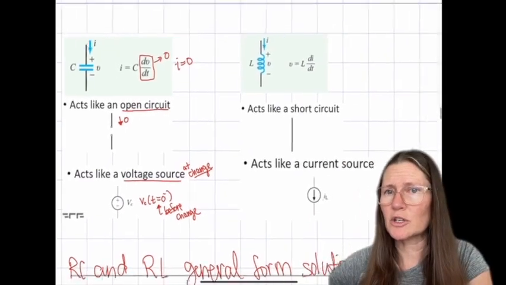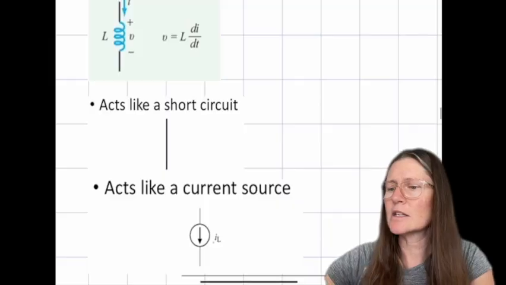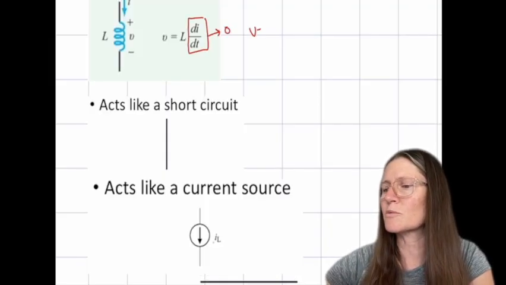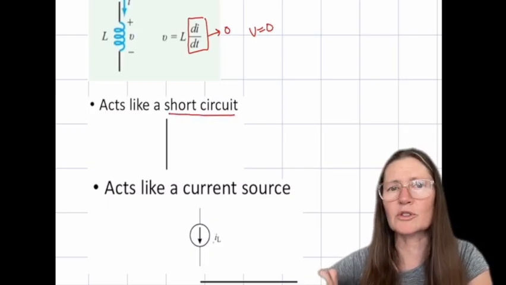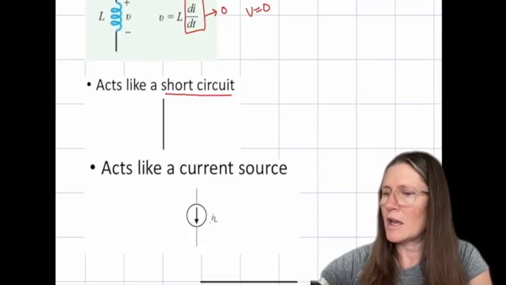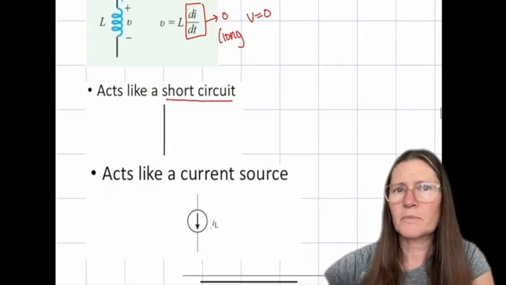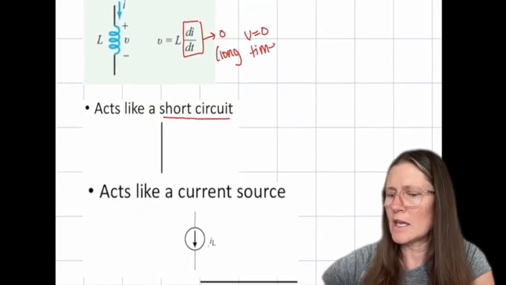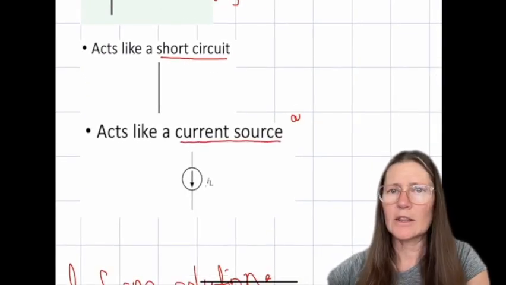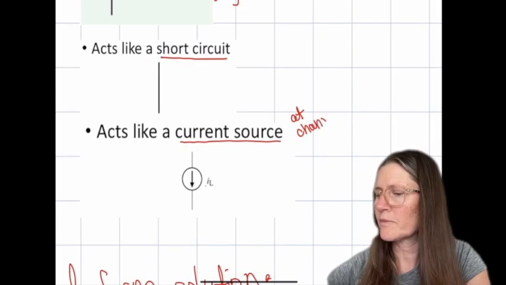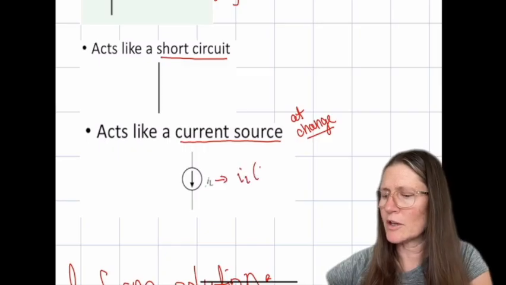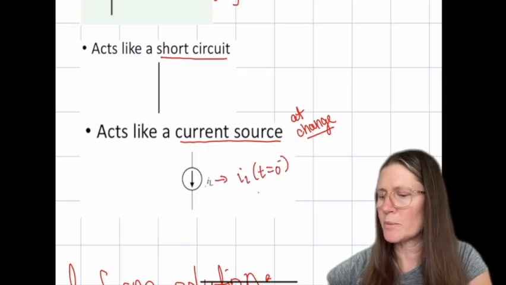For the inductor, dI/dt has been sitting there a long time, so that goes to 0, which means your voltage goes to 0, which looks like a short circuit. And so this is long time. And then it will act like a current source at the change time, and the value of this will be the value right before the change happens.